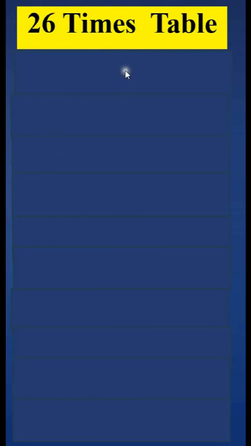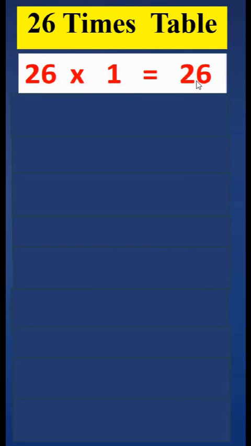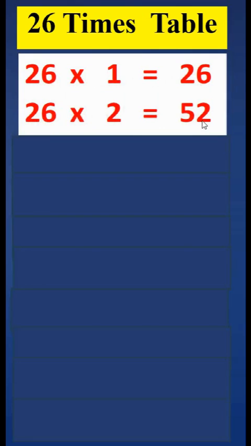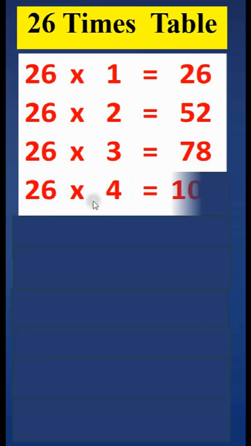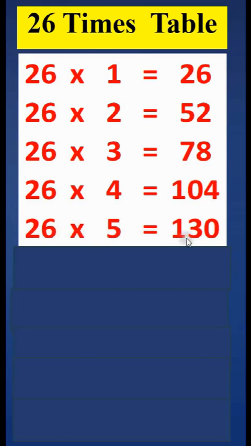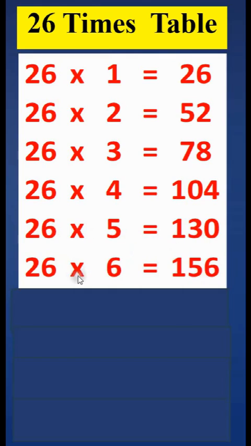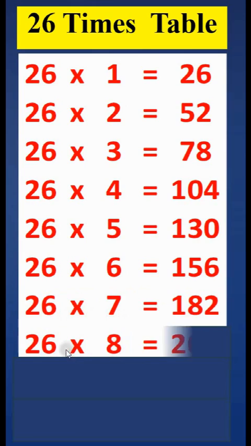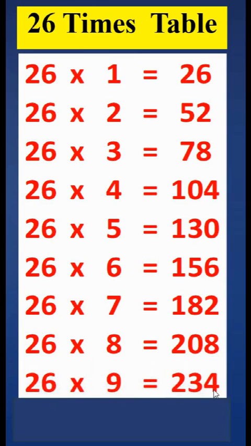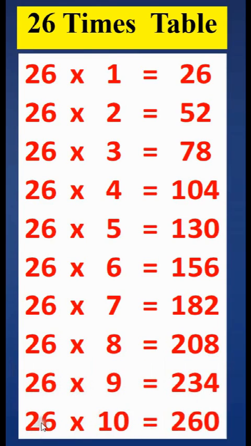26 times table. 26 times 1 is 26. 26 times 2 is 52. 26 times 3 is 78. 26 times 4 is 104. 26 times 5 is 130. 26 times 6 is 156. 26 times 7 is 182. 26 times 8 is 208. 26 times 9 is 234. 26 times 10 is 260.